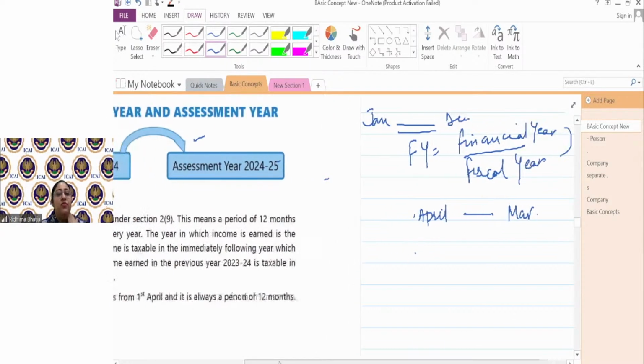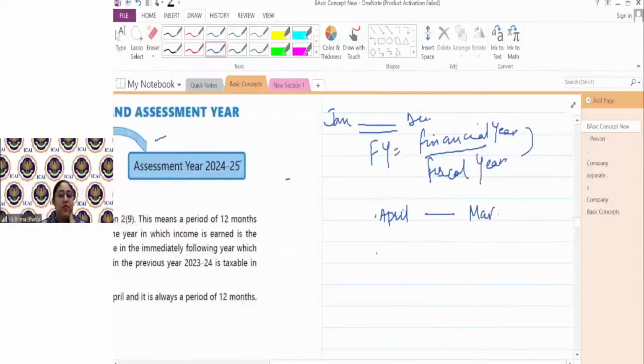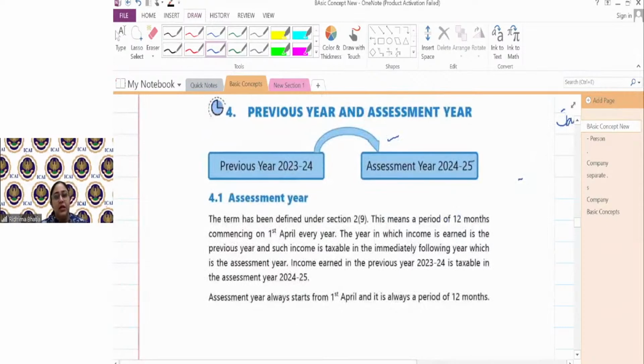Now, what is the concept of previous year and assessment year, ma'am? First of all, previous year and assessment year is a concept coming from the Income Tax Act. This is not used anywhere else. Now, previous we understand as the preceding one, right? But here, whenever in income tax we refer to the term previous year, the previous year is the year in which you earn the income.